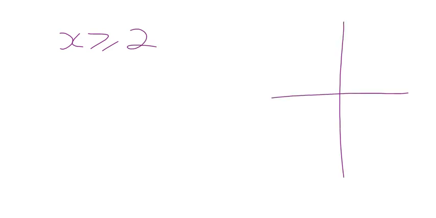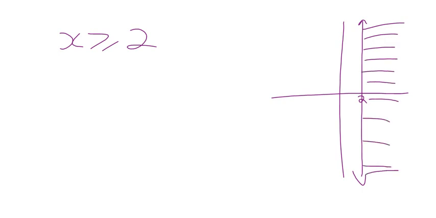Okay, last one. x is greater than or equal to 2. Draw another straight line. Try the point 0, 0. Is 0 greater than or equal to 2? No. And it's not in the solution region, so it's a good thing.